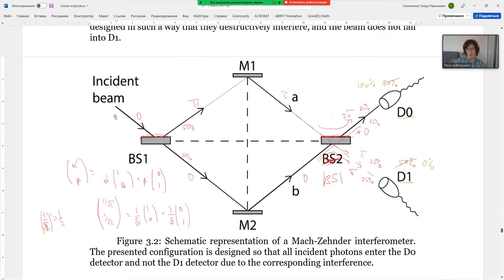So how can we measure? We can put these detectors here and this detector here, and we find out that while we are emitting single photons, 50% of photons will take the upper path, and 50% of photons will take the down path.